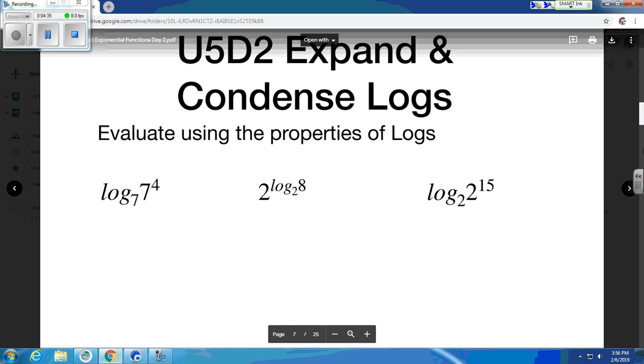Log base 7 of 7 to the 4th power. Log base 7 and the base 7 will cancel, leaving me 4. 2 raised to the log base 2 of 8 power. 2 and log base 2 will cancel, leaving me with 8. Log base 2 of 2 raised to the 15th power. My log base 2 and 2 will cancel out, leaving me with just 15.